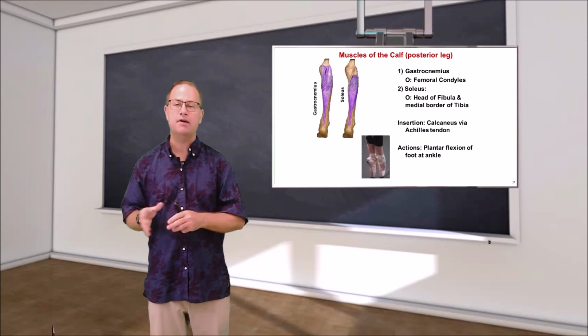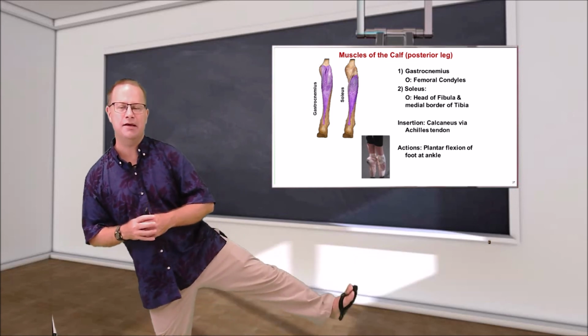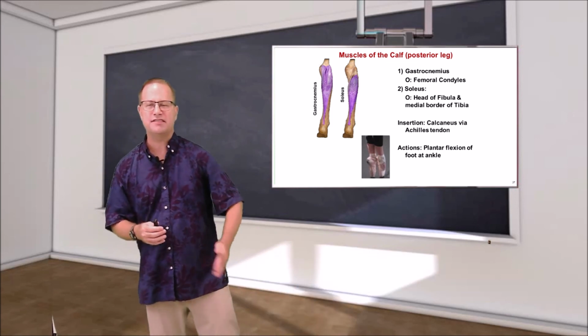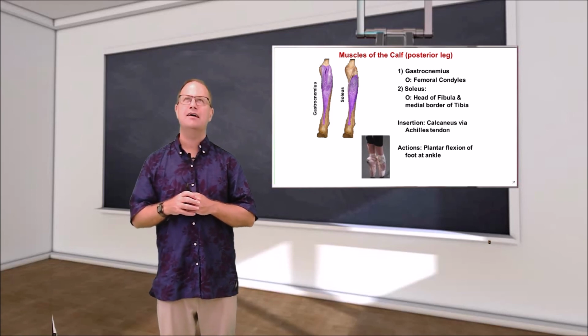Now, what about abduction of the hip? What would that look like? Again, abduction out to the side with the hip. Where do you feel that? Right here on the side butt. Gluteus Medius, Gluteus Minimus.